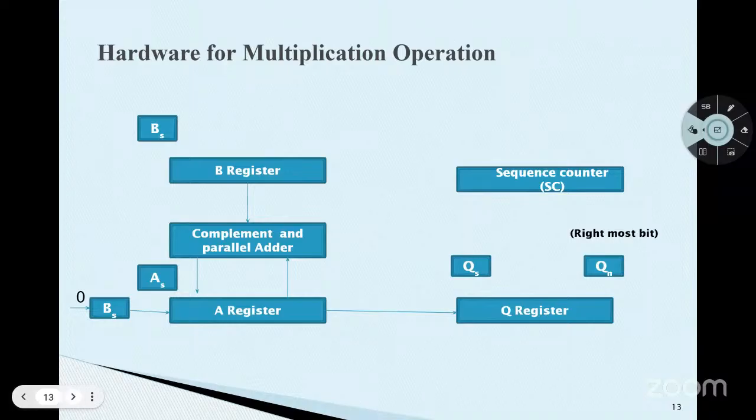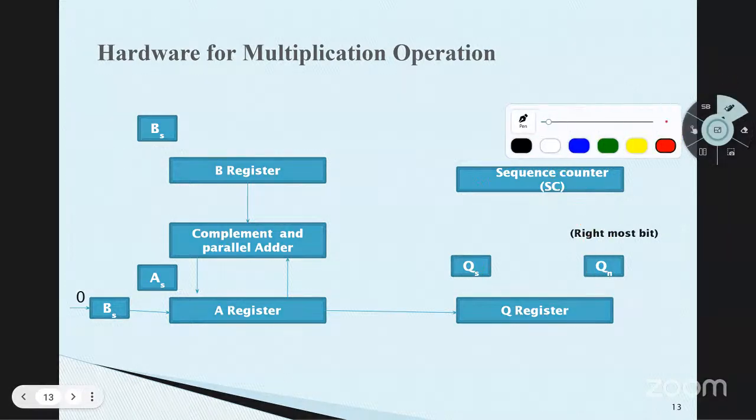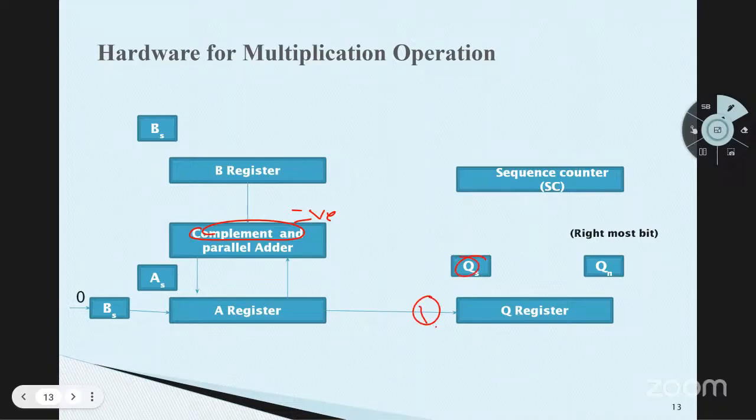B register, A register, complement. The requirement of complement is if any number is negative. If there is no negative, it is not required. Simply you can add the A and B. Okay, then finally QS and Q register. The QS is the coefficient result sign bit. QS is the result sign bit.